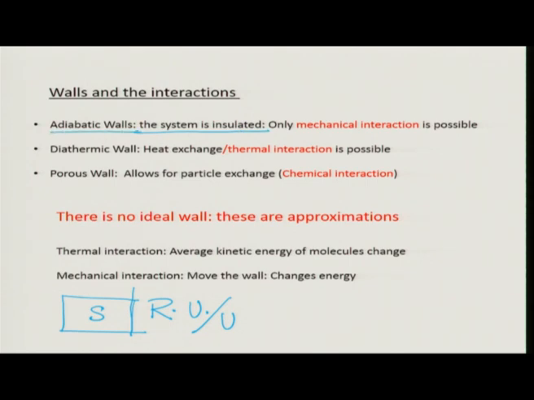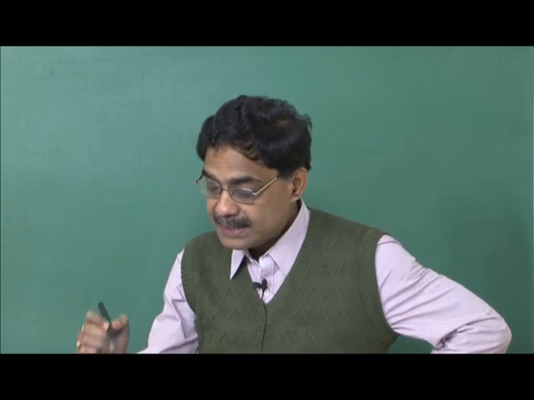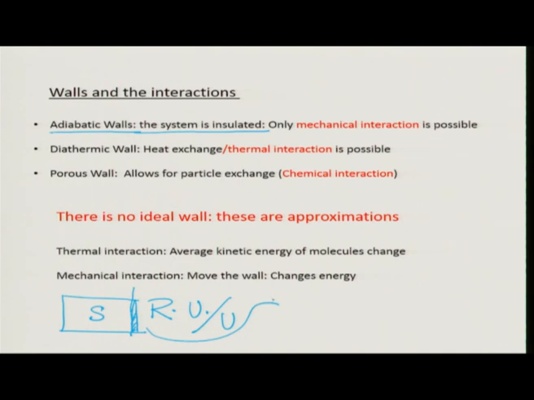Adiabatic wall means this wall is completely non-conducting. So the system is insulated from the rest of the universe. This implies there is no heat exchange here, no heat exchange. This is called an adiabatic wall. Okay? This is very important. There is no heat exchange.